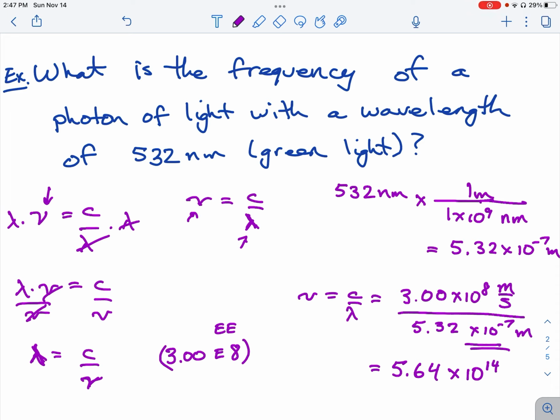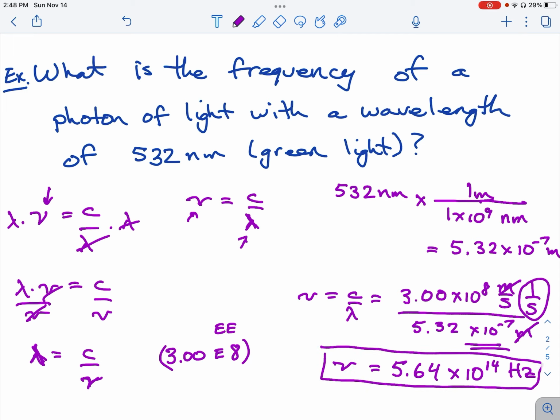And then now the units is the next question. So meters cancel with meters. In the numerator, you're left with 1 over seconds here, right? 1 over seconds is the same thing as hertz. So I'm going to leave that as hertz. You could write that as 1 over seconds, and I'm perfectly comfortable with that. So, all right, there we go. That's the frequency and wavelength relationship.